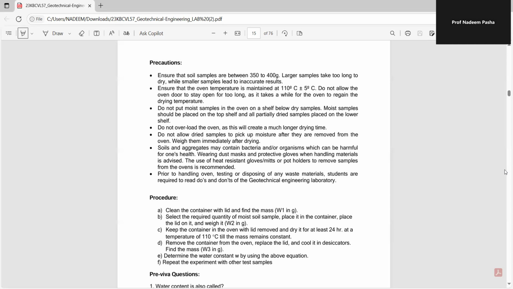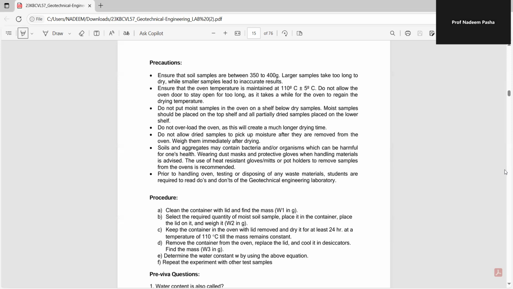So what is the procedure? How is this test performed? Clean the container with the lid and find the mass W1 in grams. Similarly, you clean the container with lid and find the mass, that will be W1 gram. Next, select the required quantity of moist soil, place it in the container, place the lid and weigh it. See here, in the second step, we are not defining how much weight you have to take. It may differ, so we say select the required quantity of moist soil sample. Place it in the container, place the lid and weigh, that will be W2 gram.